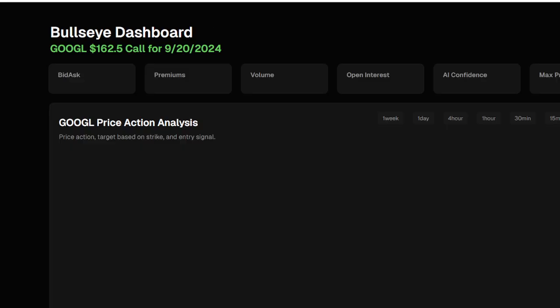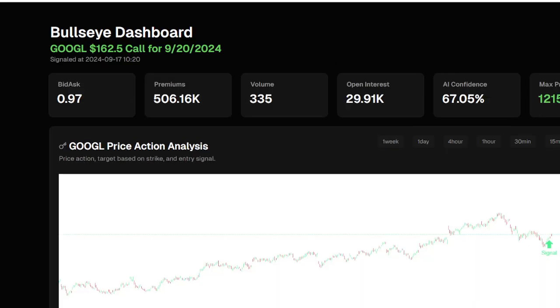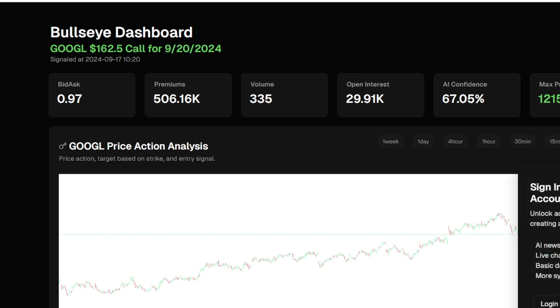And then you can click this link and see, max profit is 1,215% since the bot alerted it. I believe the bot alerted this play when Google was around 158, 159. That's when the bot alerted it. So yeah, this was a very, very good play for us. I know you guys can't see the max profit, but it's definitely 1,215%.